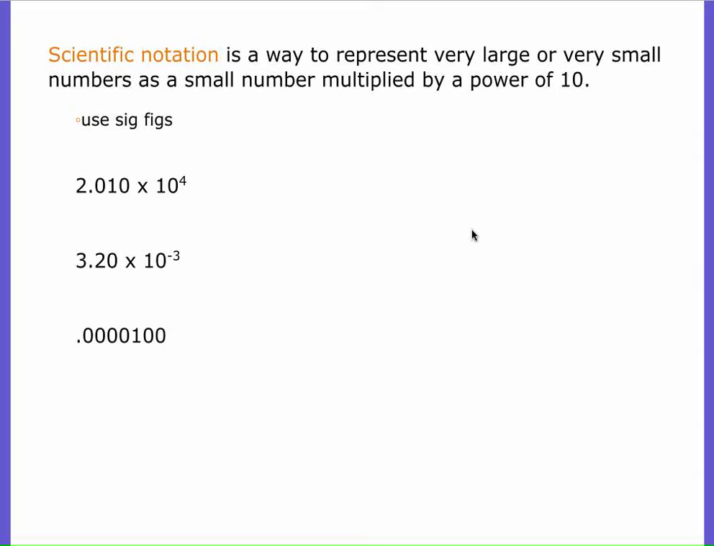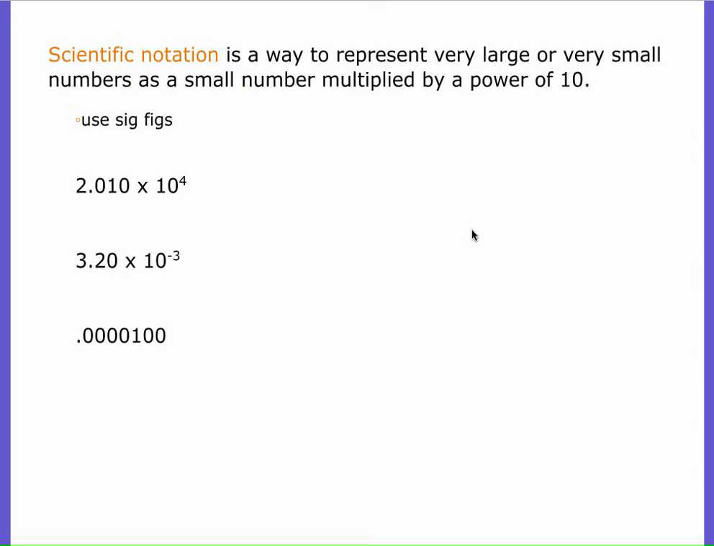All right, so next thing we need to do is deal with scientific notation. That really should be review for you guys, but the new part is to deal with the sig figs and understand how they apply to scientific notation. So you should already know that scientific notation is a way to represent very large or very small numbers as a small number multiplied by a power of 10.